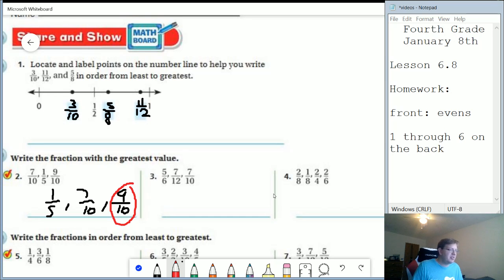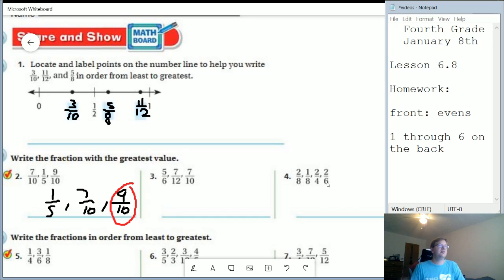So let's skip over to this one now. We are looking at 2 parts out of 8, 1 part out of 8, 2 parts out of 4, and 2 parts out of 6. So we can use benchmark fractions. One of the things that we can do is figure out which one is closest to 1/2. It doesn't look like we have anything that would go past that. So we're either smaller than 1/2 or at 1/2.